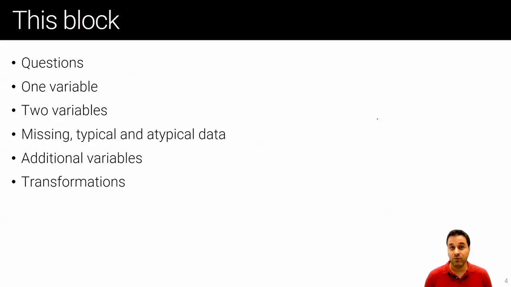Finally, we're going to take a look at how to transform data to get an even better impression of what really is going on in the data. And finally, talk about what happens when we have missing data. What does it mean? What do we do about it? What happens if we have many atypical values or many typical values? What do we do with that?